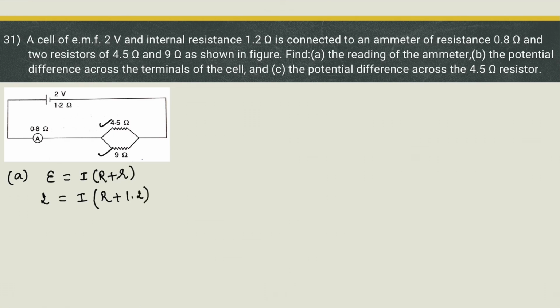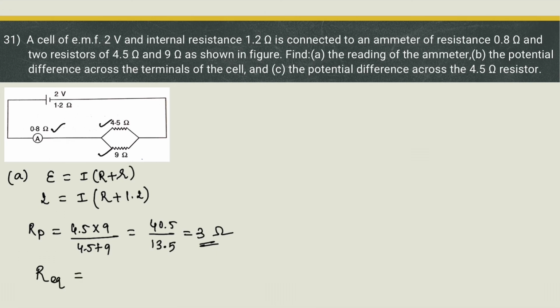So to find capital R, you see that 4.5 and 9 are in parallel. Okay, so Rp is equal to 4.5 times 9 upon 4.5 plus 9. 4.5 times 9 is 40.5 upon this is 13.5, and that answer is 3 ohm. So that Rp 3 ohm is in series with ammeter, which provides 0.8 ohm resistance. So total external resistance of the circuit, or we can say R equivalent, is 3 plus 0.8, that is equal to 3.8 ohm.